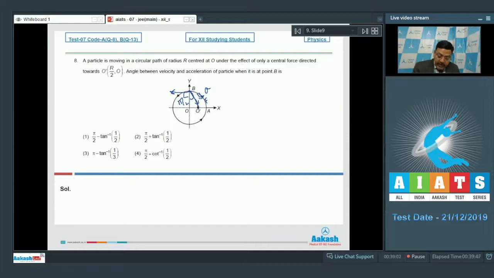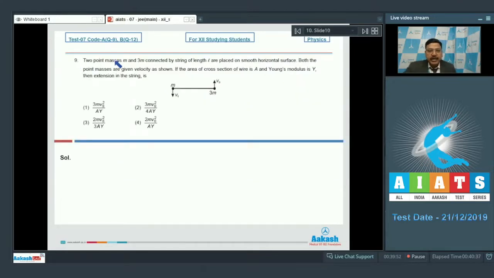By using geometry, if we extend, this is r/2 and this is clearly r. So if this small angle is taken as alpha, then tan alpha is equal to (r/2)/r, or simply 1/2. So the total angle between velocity and acceleration, let's call it theta, is pi/2 plus alpha, which is clearly pi/2 plus tan inverse of 1/2. And this matches with option 2. So option 2 is correct for question 8. Let's move on to the next question now.